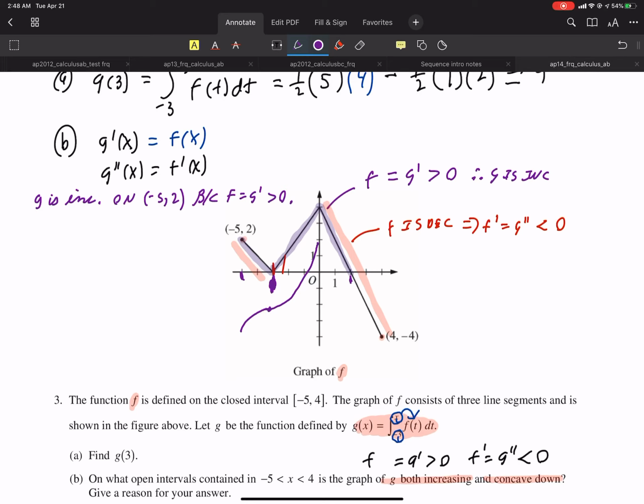So let me add something here. If G double prime is positive, that implies G is concave, oh, negative, sorry. It's negative, concave down. So we're going to work through this backwards. This is what we want to get. And we have to go through the justification going that way.